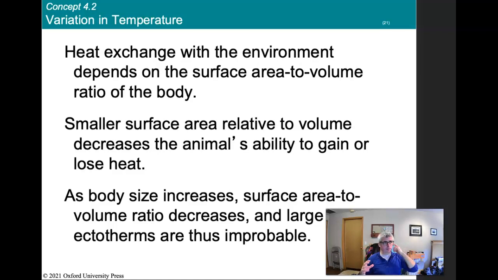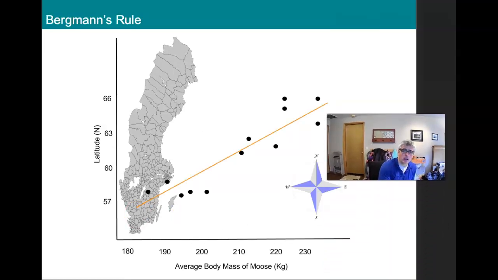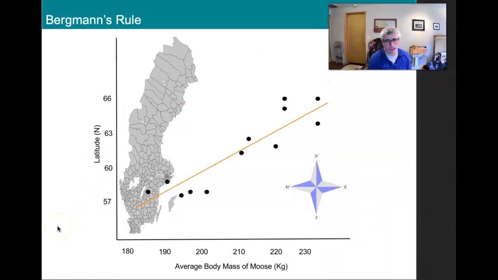And this is an important factor in phytoplankton size and energy absorption. It's also a big rule in primarily mammalian ecology called Bergmann's rule. This graph is showing average body mass of a moose in kilograms on the X, and on the Y, latitude. So the higher the latitude, the larger the number, the nearer the pole, and the larger the size. And what this is showing is a positive relationship between latitude and size.